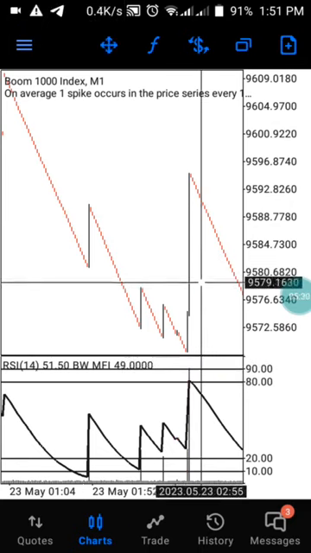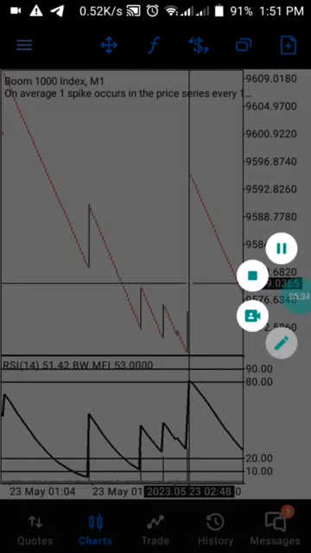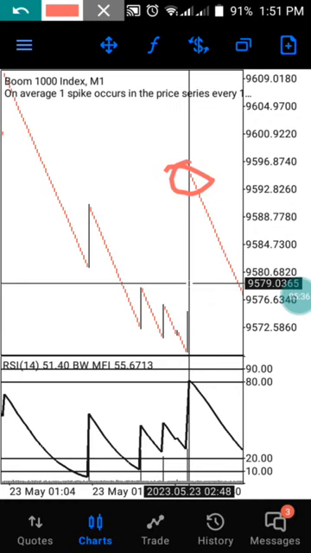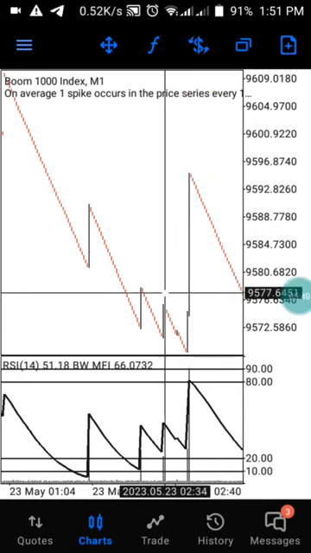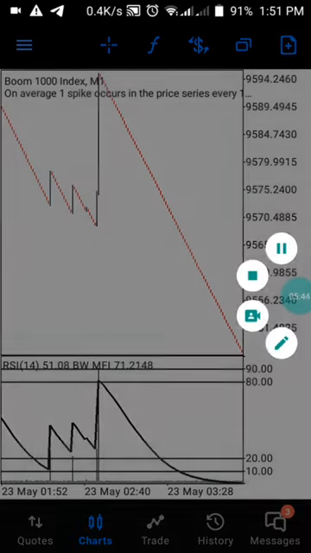From this particular trade, this will be your entry, and you can set your stop loss here, a difference of 10, and you can keep on trading. Take as many candles as you want.